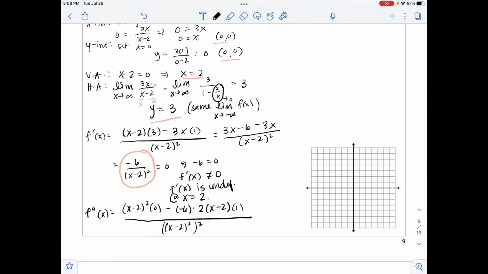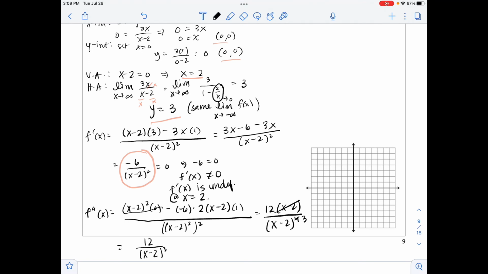And so simplifying this, first term is just 0, but we get negative 12 times the negative, which would be positive 12, times x minus 2, all over x minus 2 to the 4th. So you'll notice one of the x minus 2 factors we can reduce or cancel out, and we have 12 over x minus 2 to the 3rd.